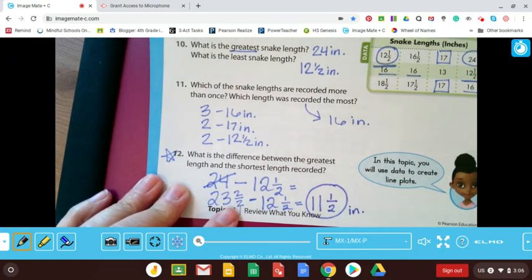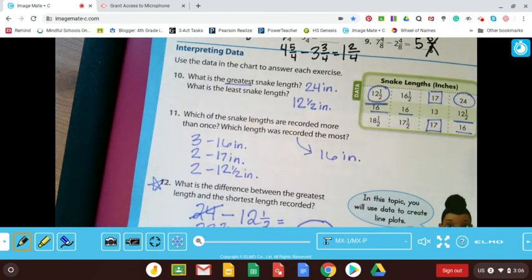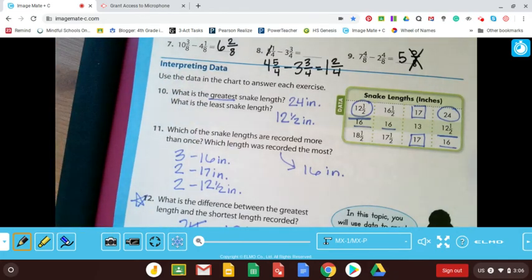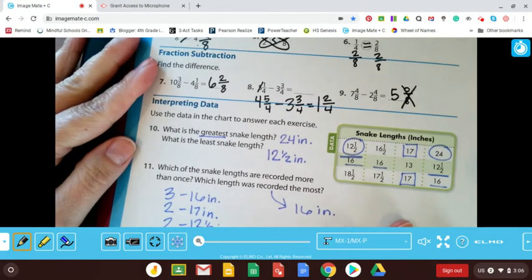So there we go. In this topic, we're going to use data. We're going to be creating line plots. We're going to be analyzing line plots, interpreting line plots, everything line plots. It's quick and easy. I think you're going to like this topic, and it has a lot to do with our knowledge of fractions.